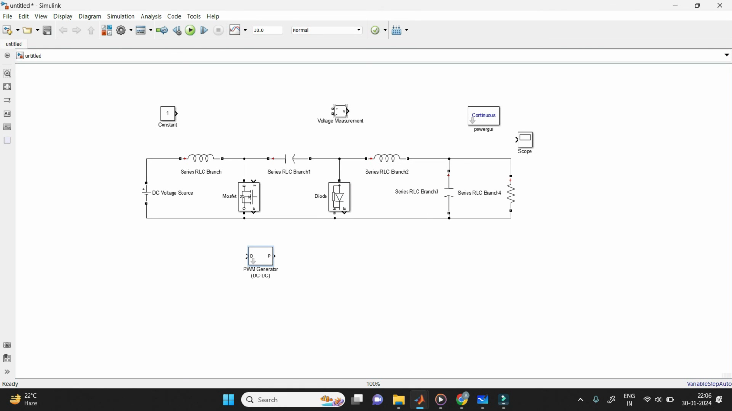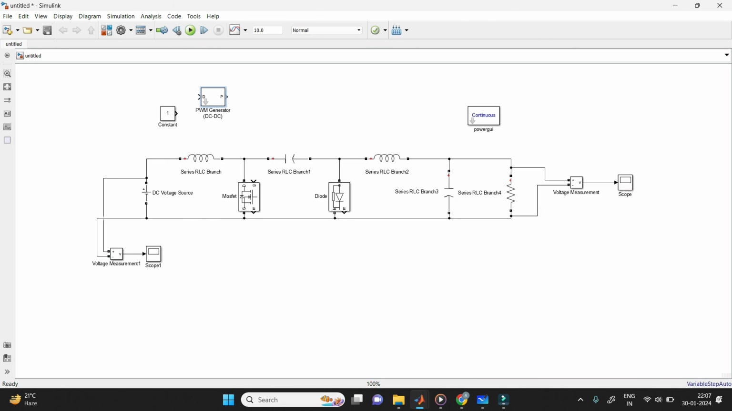And to measure the voltage, connect the voltage measurement at the output, parallel to your load. Like we connect a voltmeter in parallel to the load, right? So here we need to connect the voltage measurement parallel to our load. To measure the input, take the same voltage measurement at the input side. Then connect to another scope, and finally give pulses to your MOSFET switch. That's why I'm connecting the pulse width modulation generator to the gate signal and giving the duty cycle. That's it. This is our circuit.